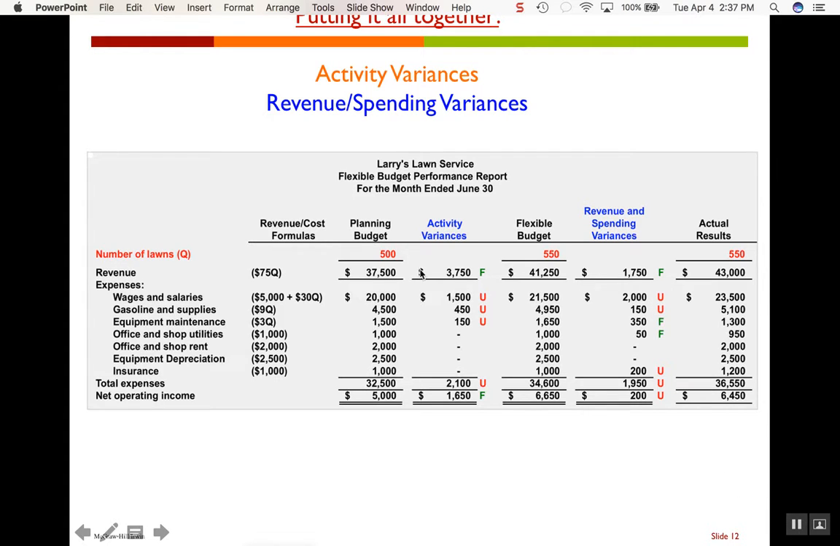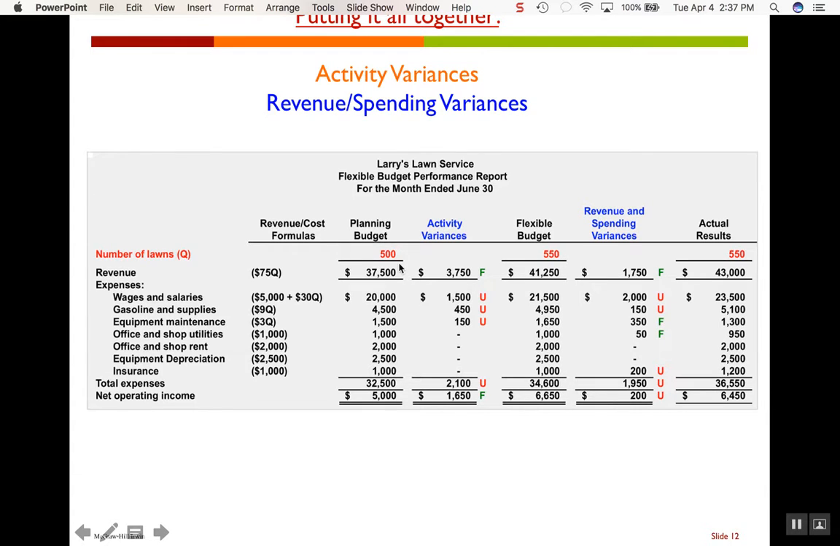Okay, and I'm going to take you through this example because if we would have gotten the actual results of $23,500 and we would have just compared that to our budget of $20,000, we would have been really off, right? We would have been $3,500 over what we should have been. But remember, our planning budget was set out for 500 lawns. So really comparing this $20,000 to this $23,500 doesn't make sense. Would you agree?